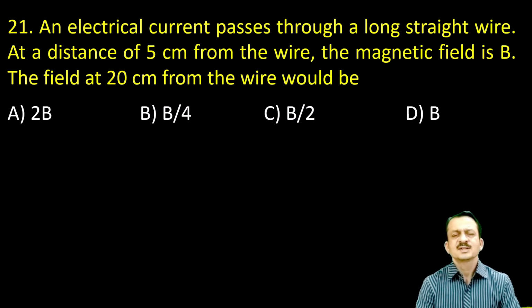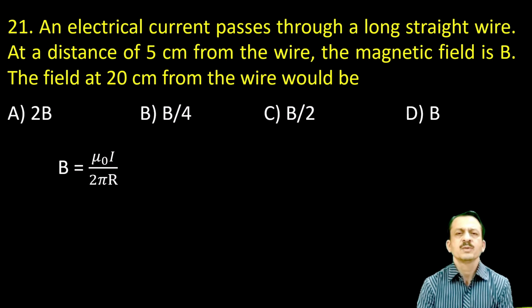We know that in the case of a straight wire, the magnetic field is inversely proportional to the distance. With this simple concept, the magnetic field should decrease. It is inversely proportional to the distance. Now the distance is increased 4 times. Obviously, what should be the magnetic field? The magnetic field should decrease by 4 times. That means B by 4 should be the right answer. We can directly answer this one, or we can work it out.